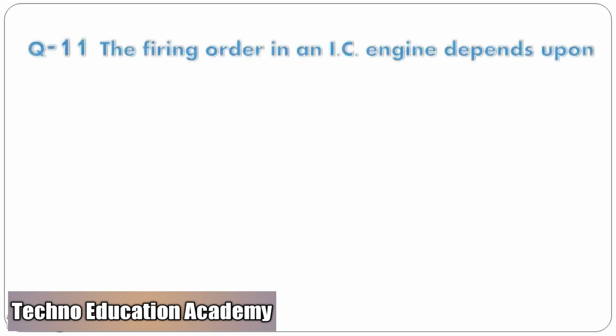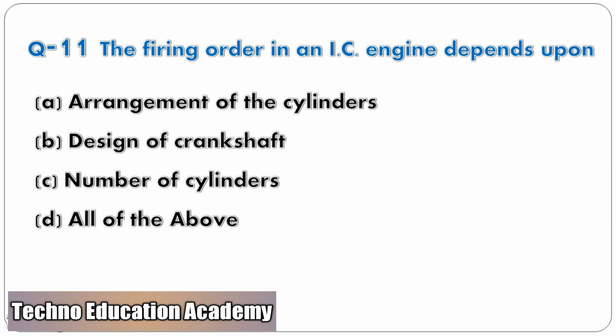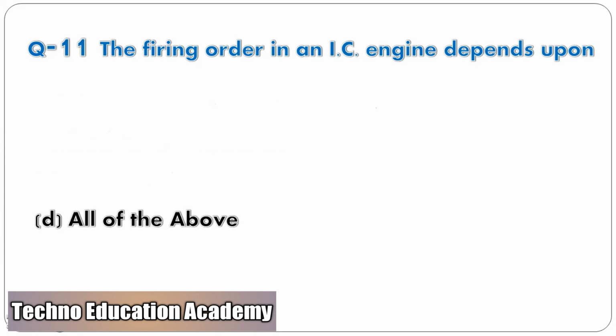Question number 11. The firing order in an internal combustion engine depends upon: option A, arrangement of the cylinders; option B, design of crankshaft; option C, number of cylinders; option D, all of the above. So the firing order in case of an IC engine depends on arrangement of cylinders. It also depends on design of crankshaft, and it also depends on number of cylinders. So the right answer is option D, all of the above.